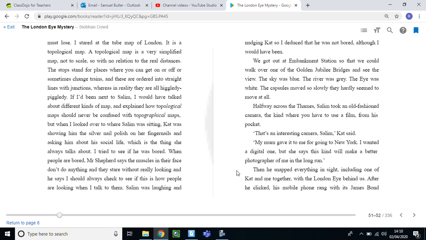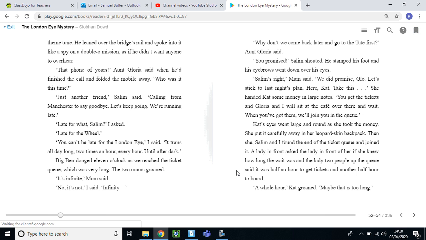Then he snapped at everything in sight, including one of me and Kat together, with the London Eye behind us. After he clicked, his mobile phone rang with its James Bond theme tune. He leaned over the bridge's rail and spoke into it like a spy on a 00 mission, as if he didn't want anyone to overhear. "That phone of yours," Aunt Gloria said, when he'd finished the call and folded the mobile away. "Who was it this time?" "Just another friend," Salim said, "calling from Manchester to say goodbye. Let's keep going, we're running late."